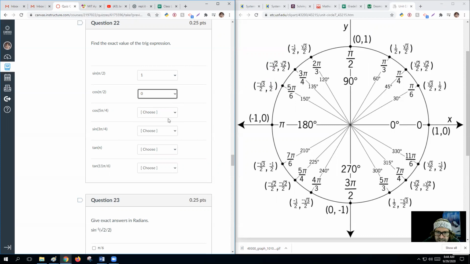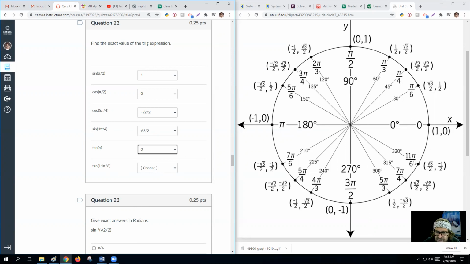All right, cosine. What's the x at 5 pi over 4? 5 pi over 4 is here. It'd be a negative radical 2 over 2. Sine of 3 pi over 4. 3 pi over 4 is over here. Sine is the y. That's a positive radical 2 over 2. Tangent of pi. Here's pi. Tangent is the slope. What's the slope of this line here at pi? It would be 0.